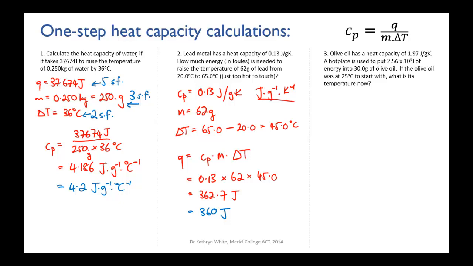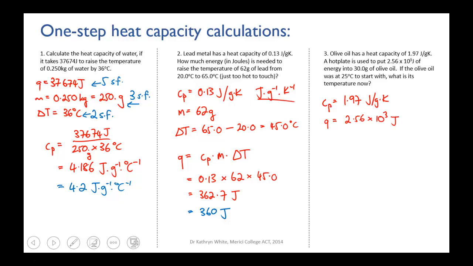Okay, so once again, we're going to write down what we know. We're given the heat capacity of olive oil, in joules per gram Kelvin. We're told that a hot plate is used to put a certain amount of joules, that means energy. So that's going to be our Q, 2.56 times 10 to the third joules. Remember that joules is just the unit. It's not the name of the thing. The name of the thing we're talking about here is energy, and it is measured in joules. So a hot plate is used to put 2.56 times 10 to the 3 joules of energy into 30 grams of olive oil, so we've got that mass as well.